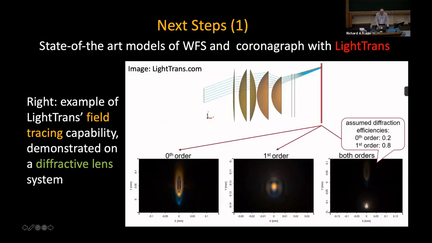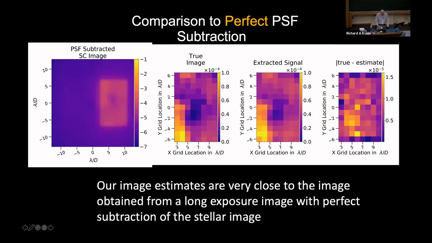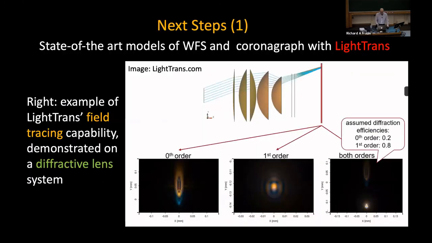So, all right, what are the next steps? Everything I showed you is just simulation, and of course, it doesn't mean anything if you can't do it in real life. What I told you is that the regression models depend on having models of the optical systems, so our plan is to use state-of-the-art optical modeling provided by the LightTrans software. And this is from the LightTrans website.